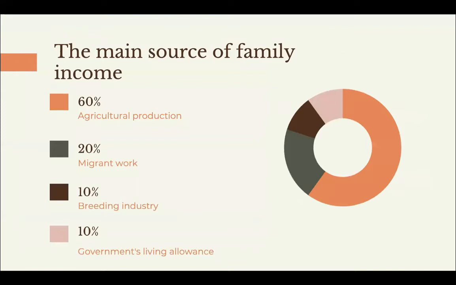And on the next page, we can know the main sources of family income. The income source and income structure of female-headed households in the Qinba Mountain area are very simple. First, income from agricultural production, accounting for about 17% of the total family income. Secondly, income from migrant work, accounting for 20%, and third, income from the breeding industry, nearly 10%. The fourth is part of the government living allowance.